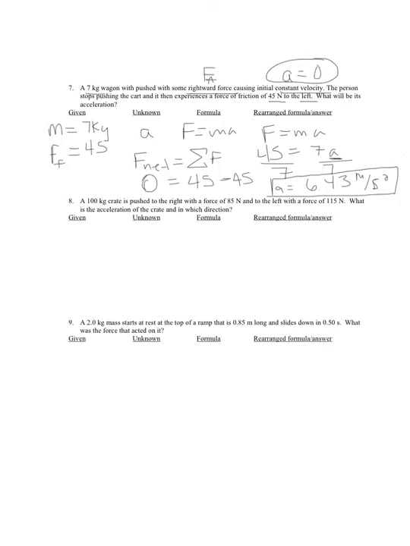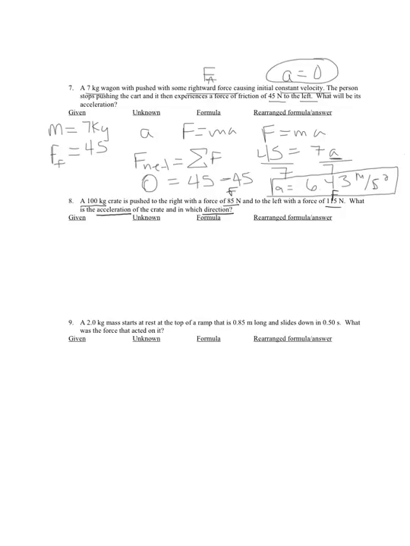I'm just going to annotate it and work it out. I'm going to work out how I'm doing it as I'm doing it. So let's read the question. I'm going to annotate the question as I go. A 100 kilogram crate is pushed to the right with a force of 85 newtons. So that's my force right here. And to the left with a force of 115 newtons. So I have two forces opposing one another, one to the right and one to the left. What is the acceleration of the cart and in which direction? So what's the acceleration and the direction?